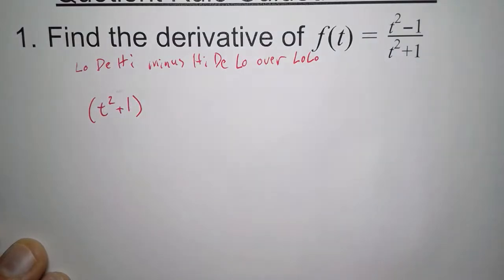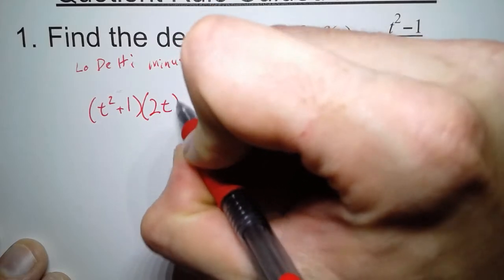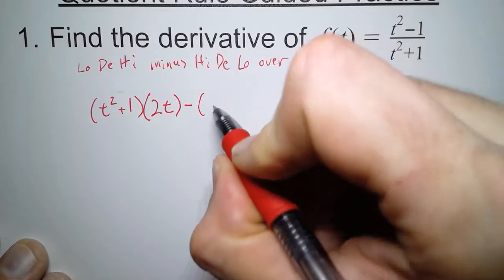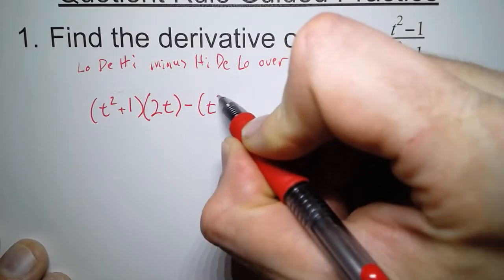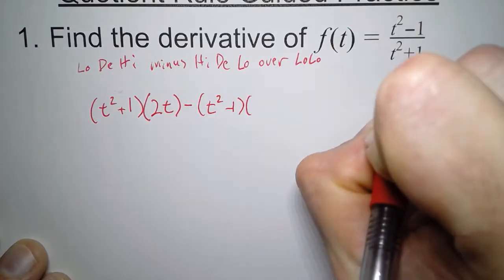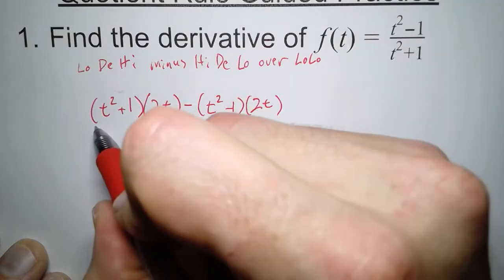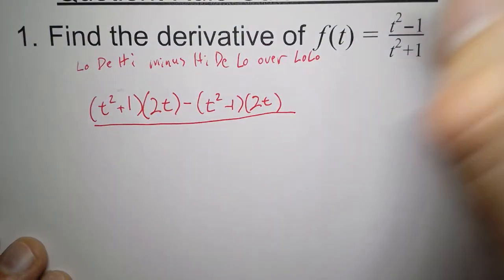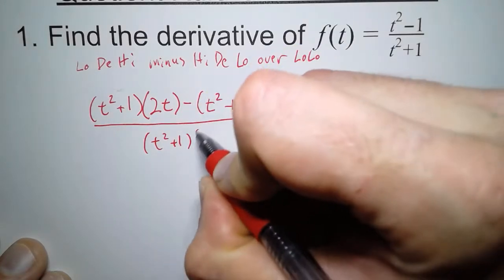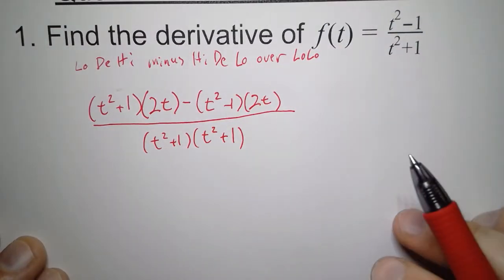So we're going to take the numerator and we're going to take the derivative. So that's going to be 2t minus high. So now we take the numerator, t squared minus 1, d low, so we take the derivative of the denominator, which is 2t. Now this is all over low low, so that's t squared plus 1 times t squared plus 1. Now let's simplify this a little bit.